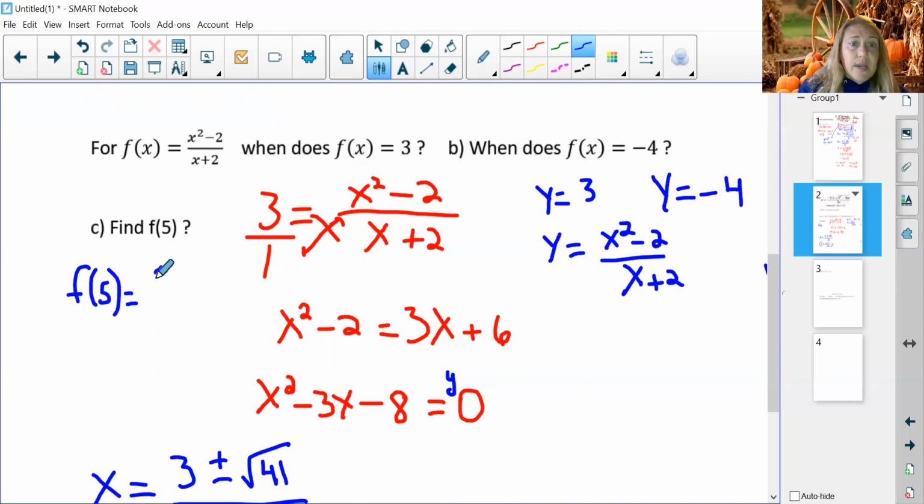That would just mean 5 squared minus 2 over 5 plus 7. I'm sorry, 5 plus 2, which is 7. So that'll be 23/7. Okay. But one other thing that I want to show you is when I put this in on my calculator, say I want you to find a whole bunch of functional values. That's where table is really nice on the calculator. So let's go to the calculator. Let me share that screen.